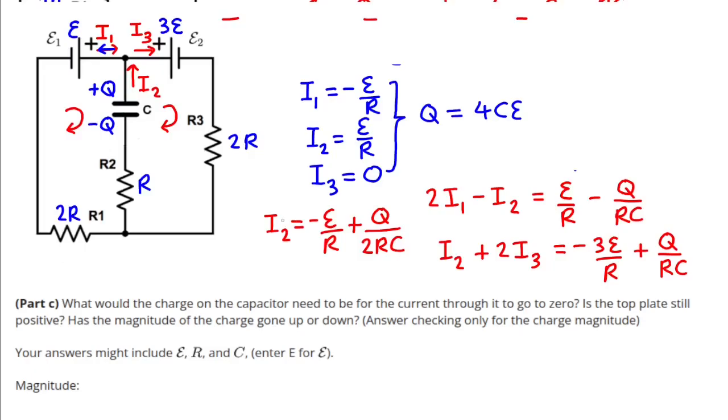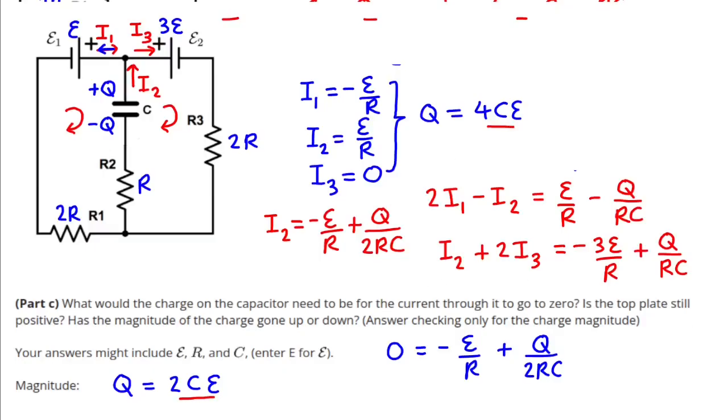So using this equation, we have I2 is equal to 0, and that's equal to minus epsilon on R plus Q on 2RC. So solving this equation, we have the magnitude of charge is 2C epsilon. So here we get a positive sign for Q, so the top plate is still positively charged, and the magnitude of charge has dropped from 4C epsilon to 2C epsilon, so it dropped by half.